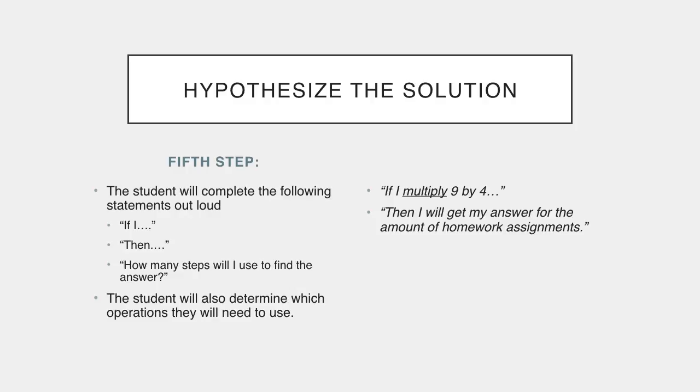The fifth step involves more verbal speaking of reiteration of the math problem. They are going to be hypothesizing their process towards a solution. During this step, the student will need to determine which mathematical operation they will need to use to find the answer. For example, if I multiply 9 by 4, then I will get my answer for the amount of homework assignments the teacher will have left to correct until summer break.